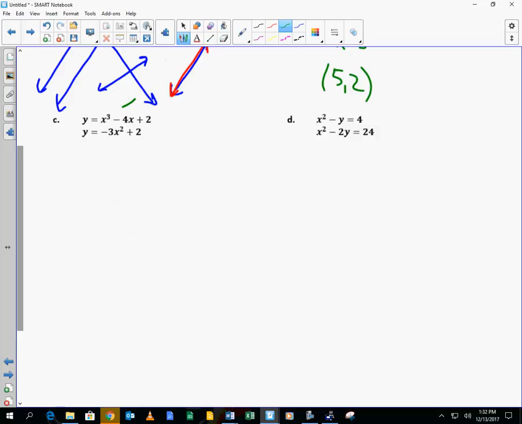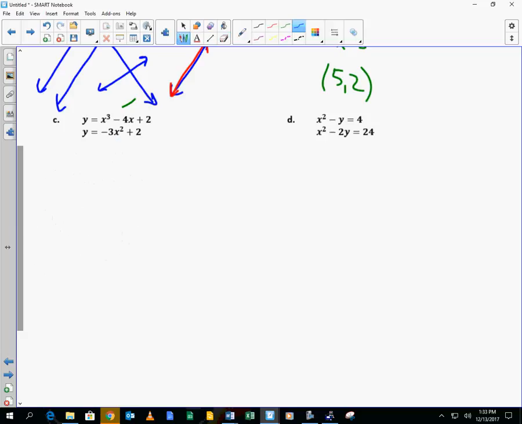Now, that's boring. Let's try to get something more interesting. What's different about letter C? Yeah, what does that first graph look like? What does the second graph look like? Yeah, so it's really hard to tell how many times they intersect, isn't it? Maybe they intersect like once or twice or 3 times. It's really difficult to tell. So let's allow the algebra to solve for us.